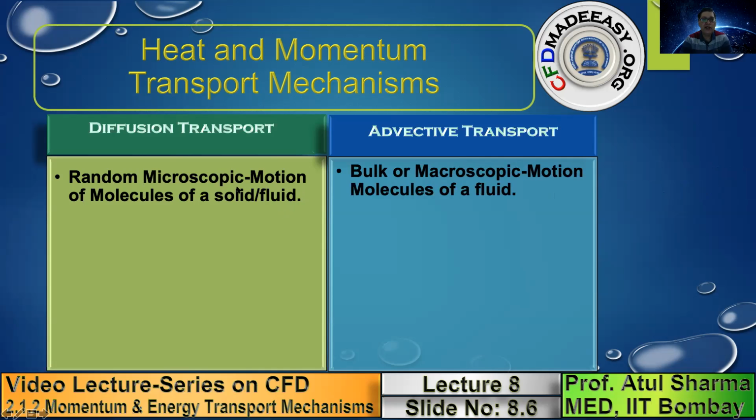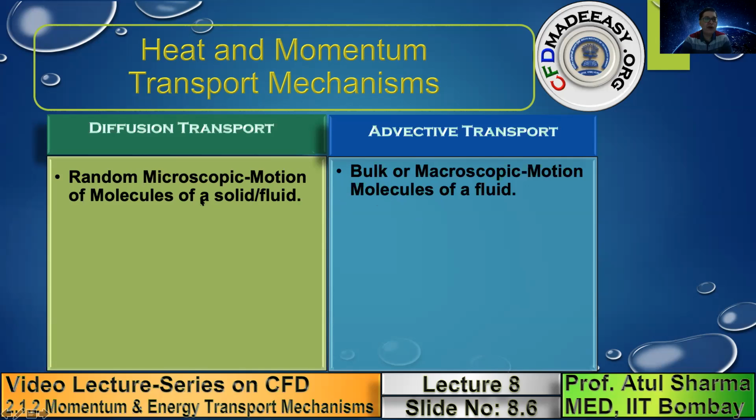Whereas advective transport arises when molecules move in bulk, a macroscopic motion of molecules of a fluid. You don't have bulk motion of molecules in a solid. However, in a fluid, although the molecules have microscopic motion, along with it they can also have a macroscopic motion where a group of molecules move in certain directions together. When you have a bulk motion, there is a second mode of transport, and the driver for this mode of transport is the mass flow rate.